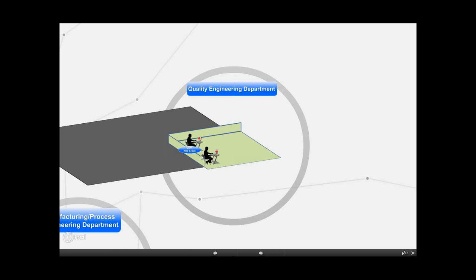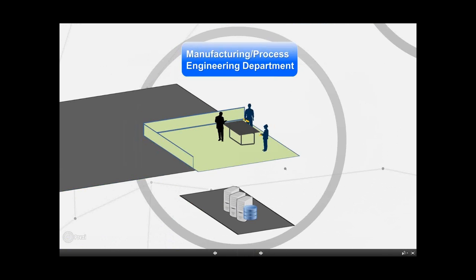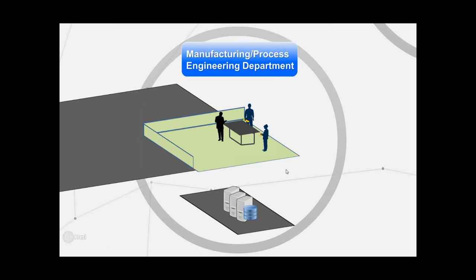Right. So that was a little bit about the QDM web clients at the quality engineering department level. Our next level, we move on, is the manufacturing process engineering department. This is where they're going to analyze the plant data that they've just seen. This is all in real time. And what they can do here is also monitor the quality, check the impact of any improvements, do a root cause, and problem solve.